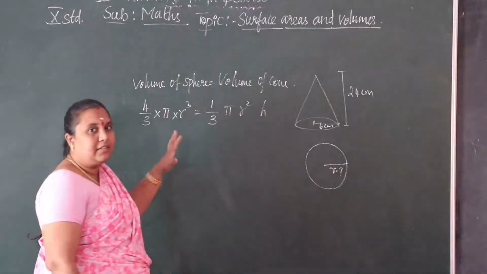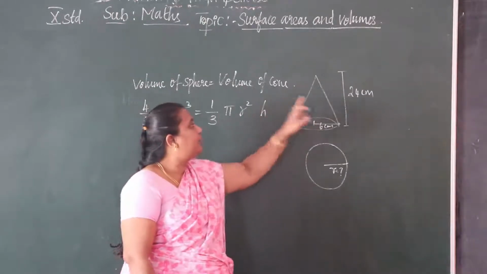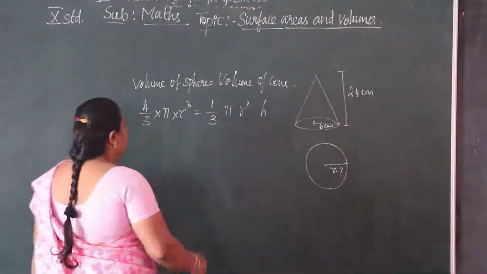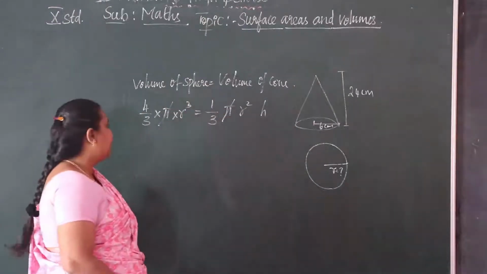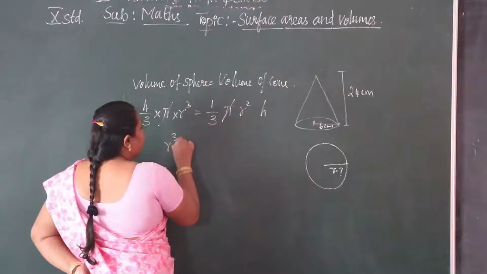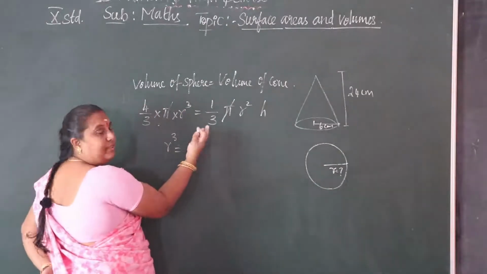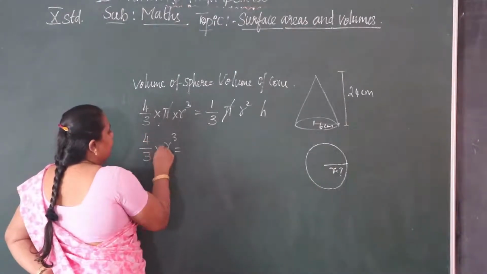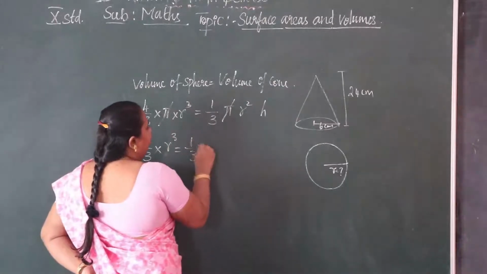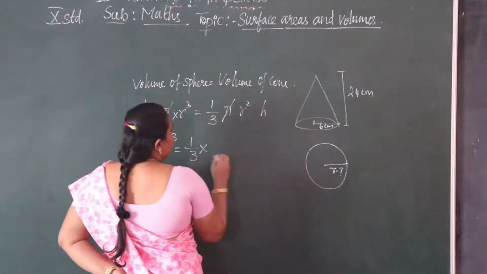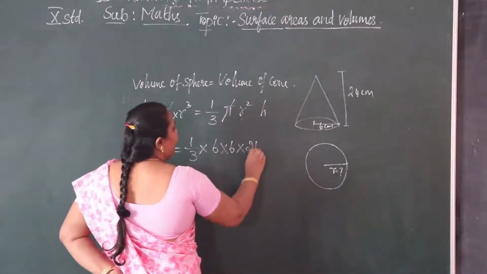See clearly, we have r, we know that is 6 centimeter, and h we know is 24 centimeter. So pi gets cancelled. So r cube equals to, here we have r cube. First we have to substitute the values. So 4 by 3 into r cube equals 1 by 3 into r square. What is r square here? 6 square. 6 into 6 into h, which is 24.